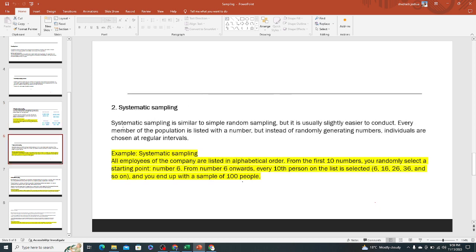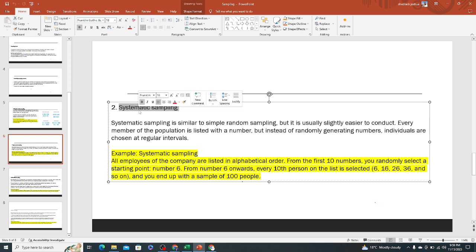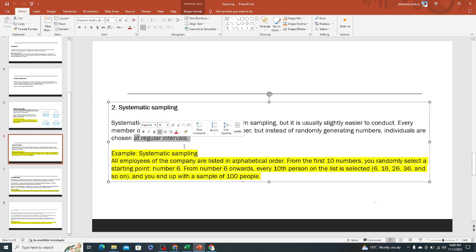So systematic sampling is similar to simple random sampling, but it is usually slightly easier to conduct. That is the systematic sampling. Why? Every member of the population is listed with a number. But instead of randomly generating the number, individuals are chosen at regular intervals. So in this case, we are selecting the employees at a regular interval.